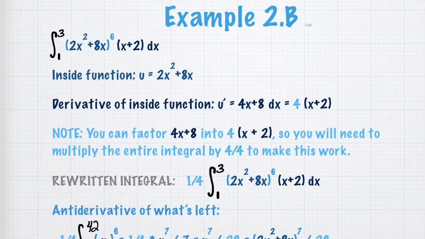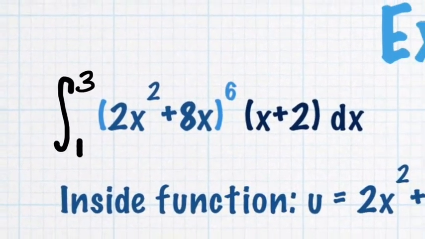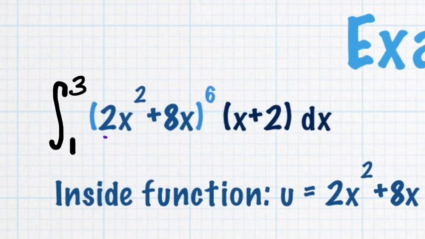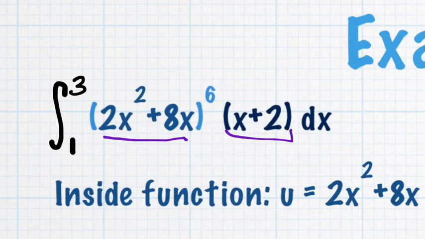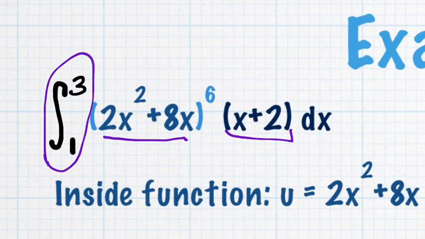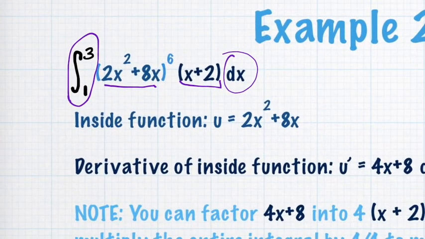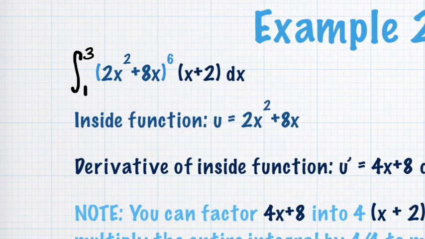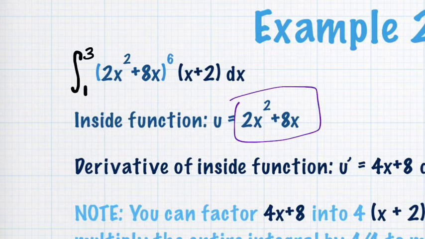For the second example, we have the same example as before, where you've got your 2x squared plus 8x, all of that to the sixth, and your x plus 2, with the integral evaluated from 1 to 3 with respect to x. We have to then figure out what our u is going to be. Our u, just like before, is going to be the 2x squared plus 8x.